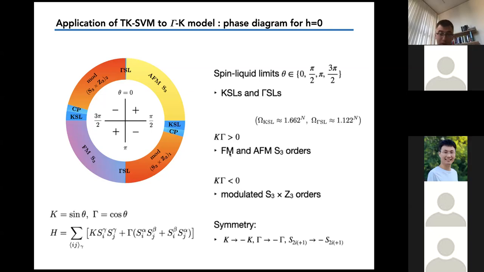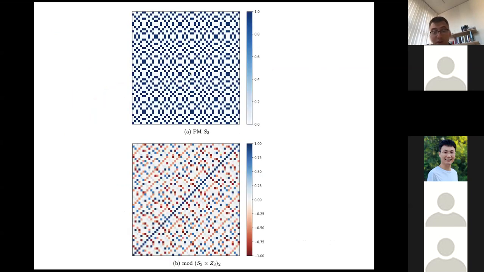Okay. Now I want to discuss a little bit of these. What is new is that for these 18 sublattice and 6 sublattice phases, we now have some kind of order parameter. The structures we get, these colorful matrices that we get out of the SVM, are not as straightforward as for a simple antiferromagnet or ferromagnet. This pattern here is for an S3 phase, and this pattern is for the S3 cross Z3 on the antiferromagnetic side. So it's quite complicated, but still, this encodes some kind of order parameter.